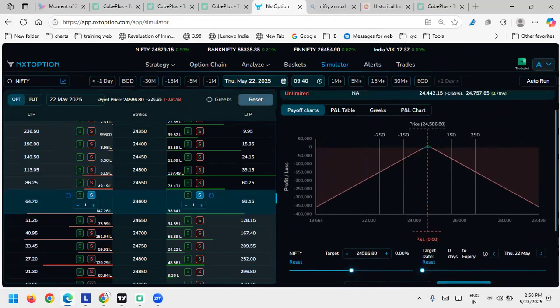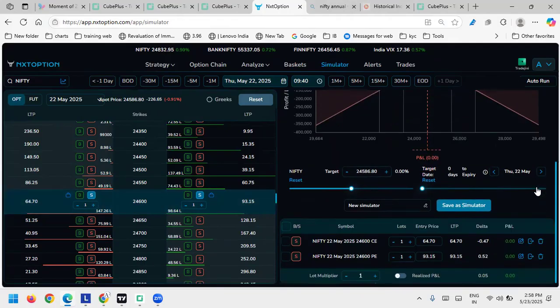Now remember, whenever you sell a call and put, if the market moves in either direction, that means if the market goes to, let's say, around 26,000, then you'll have close to 1,44,000 loss. Assuming the market goes down to 23,000, then you'll have 1,90,000 loss because you're selling call and put.